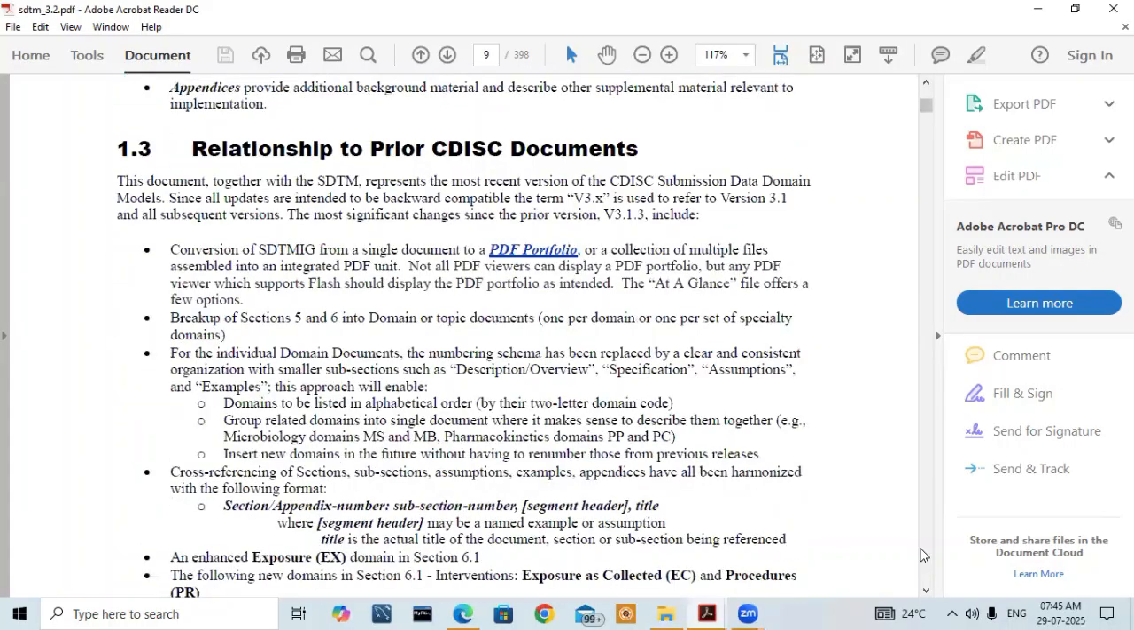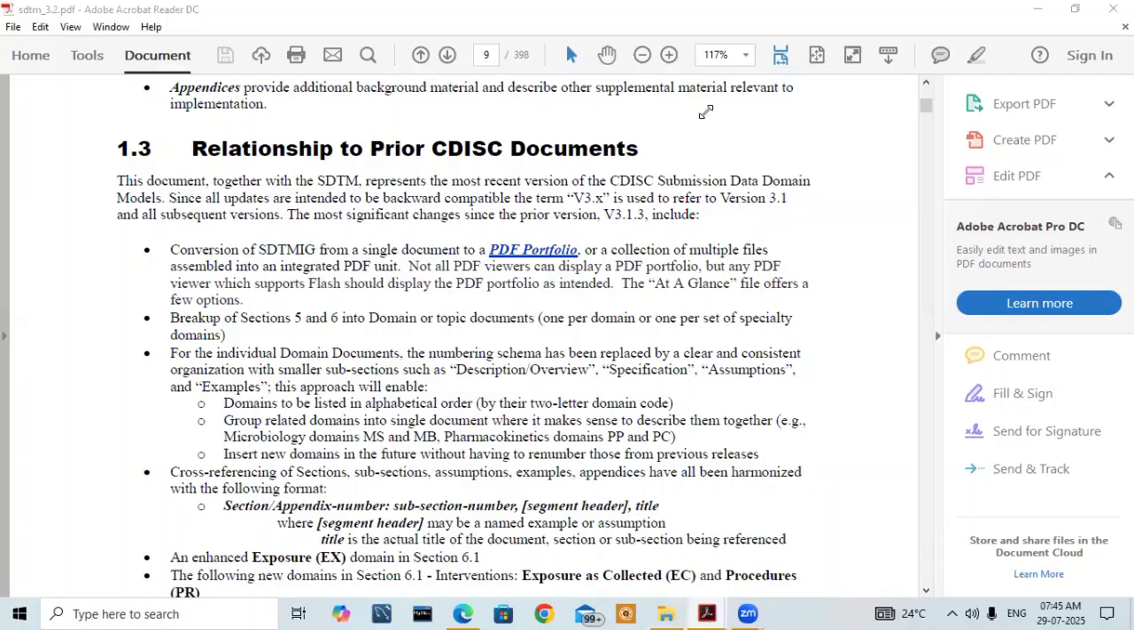I will provide this document, don't worry. The SDTM guides are present in the form of different versions. We have SDTM 3.2, 3.3, 3.4, so different versions are there. The latest version is 3.4, updated again. We have to check for new versions every time. New versions will keep coming.